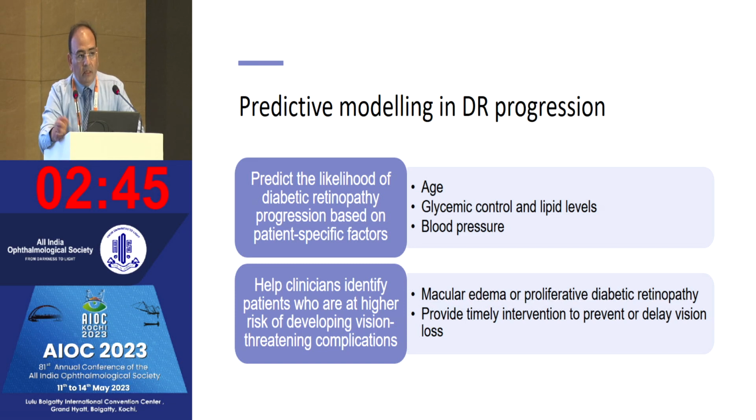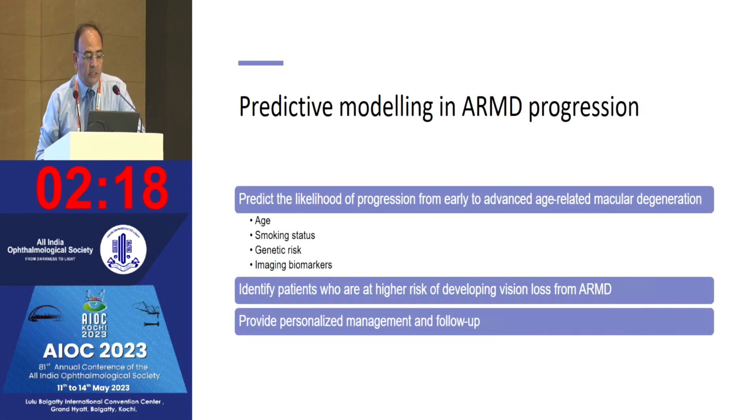Predictive modeling has been used in diabetic retinopathy progression, where it predicts the likelihood of progression based on patient-specific factors such as age, glycemic control, lipid levels, and blood pressure. It helps clinicians to identify patients who are at a higher risk of developing vision-threatening complications such as macular edema or proliferative diabetic retinopathy. And then the clinician can provide timely intervention to prevent or delay vision loss. It has been used in ARMD progression as well on similar guidelines by identifying variable factors.